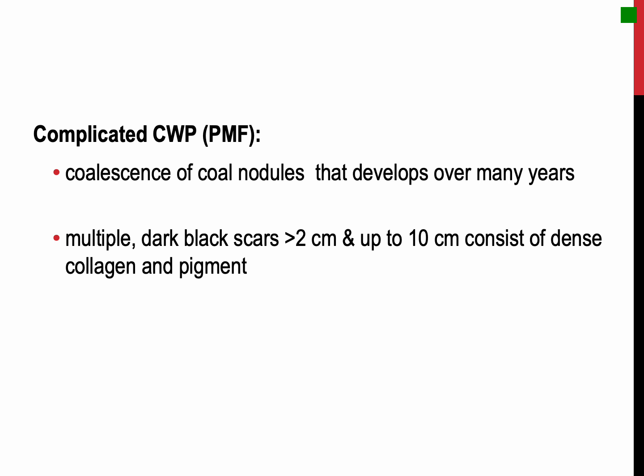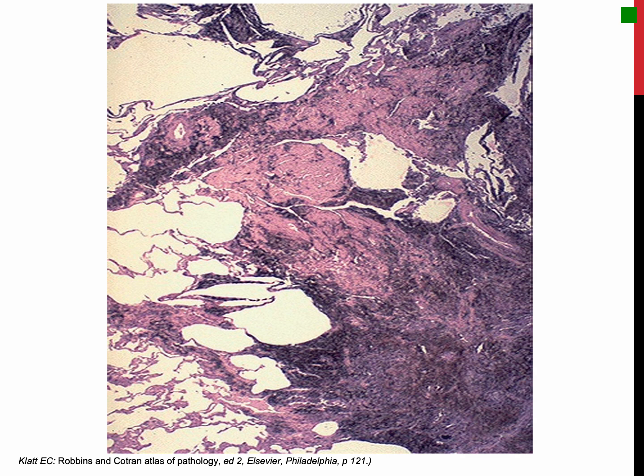Complicated coal worker pneumoconiosis occurs on a background of simple coal worker pneumoconiosis by coalescence of the coal nodules, and generally this develops over many years. It's characterized by multiple dark black scars larger than 2 centimeters and sometimes up to 10 centimeters, consisting of dense collagen and pigment. This histologic section shows progressive massive fibrosis with large amounts of black pigment and extensive fibrosis.